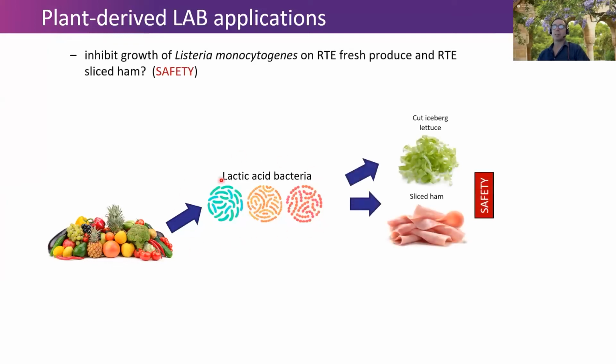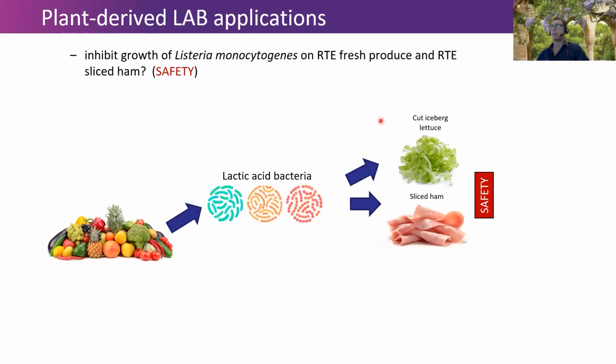So we're interested in isolating lactic acid bacteria from a wide range of fruits and vegetables, and making a collection that we could then use to test for applications. So for our applications, we're looking at controlling Listeria monocytogenes on ready-to-eat fresh produce. Listeria monocytogenes is a foodborne pathogen. Probably the last big outbreak in Australia was in 2018 with a rock melon outbreak. About 21 people were sick and 7 died with Listeria-contaminated rock melons.